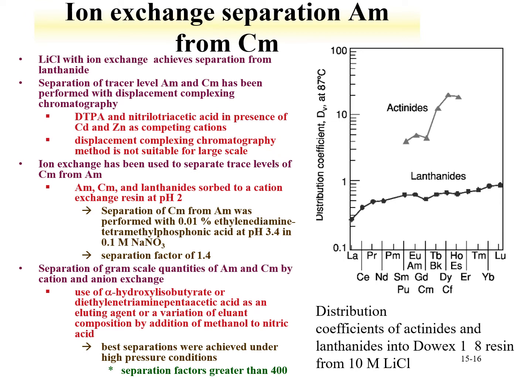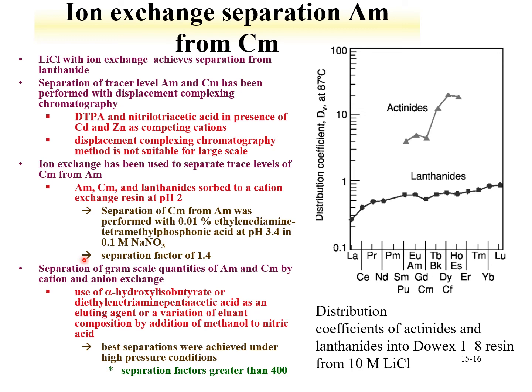separations. Another route for separating americium, curium, and lanthanides is to sorb the material to a cation exchange resin at pH 2. And separation of curium from americium was achieved by using a relatively weak phosphonic acid solution, this ethylenediamine tetramethylphosphonic acid at pH 3.4 in 0.1 molar sodium nitrate. He achieved a separation factor of 1.4, not a particularly high separation factor, but one that could be used to achieve a separation if enough effort is put into the system.